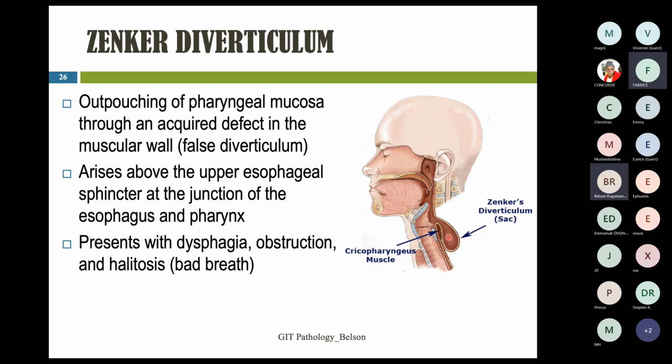Ibiribwa bikaboreramo, that's why they have halitosis, which is a bad breath. So yahumeka ukumva umwuka uranuka, and so on. So this is Zenker's diverticulum.